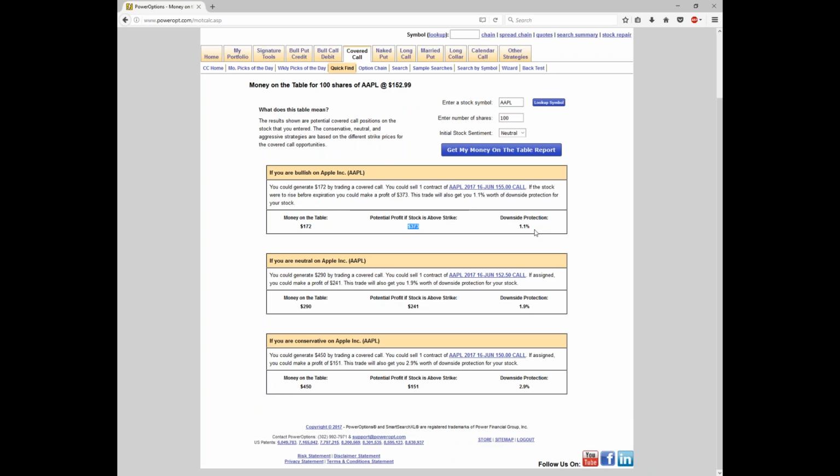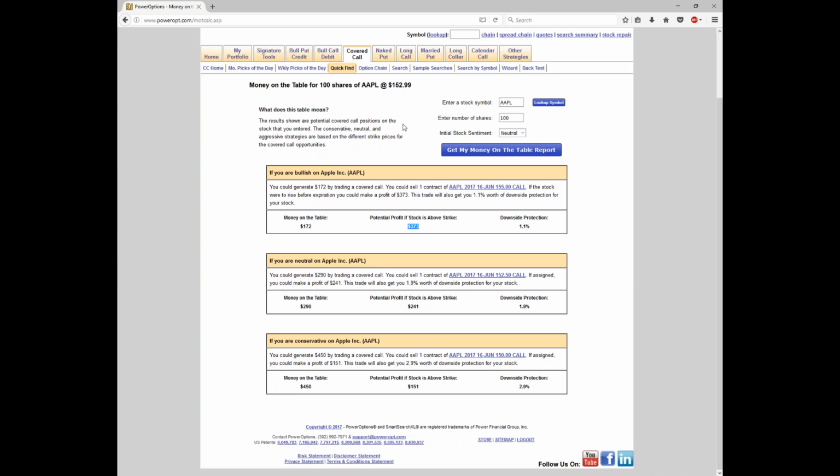But what's missing? Well, I can't select different expirations on this tool. It's showing me the natural standard June expiration. Okay, 16th of June, 155 call. To get more view and more data, as I mentioned, this is a simple view just showing your downside protection, your max monetary potential profit, and the money on the table.